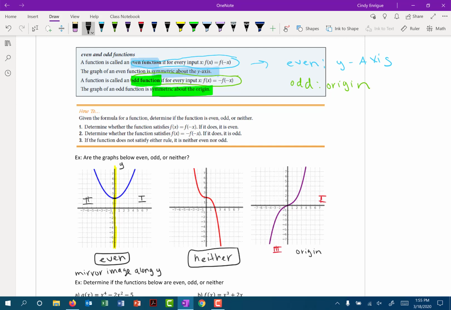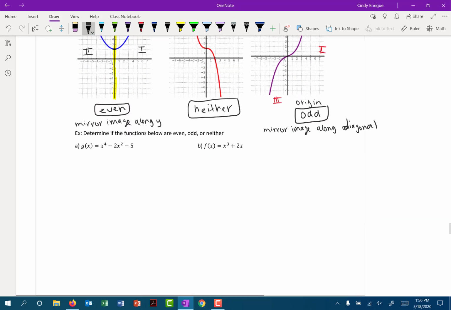So it tells me it's going to be odd, since it was the mirror image along the diagonal. So that is how to represent even, odd, or neither symmetry according to the graph. Now, let's do it algebraically.